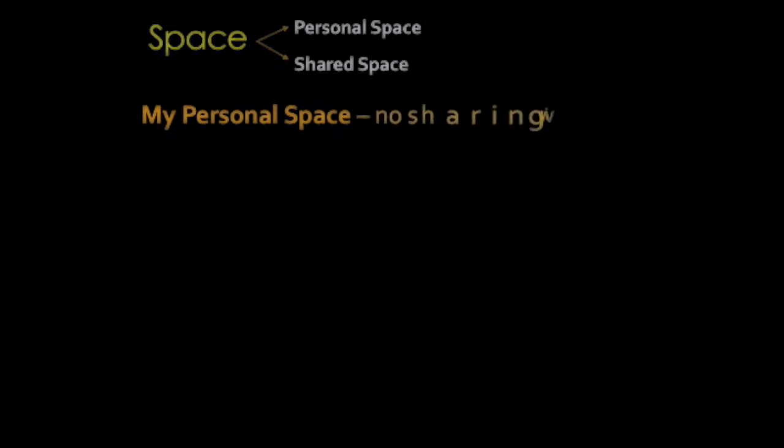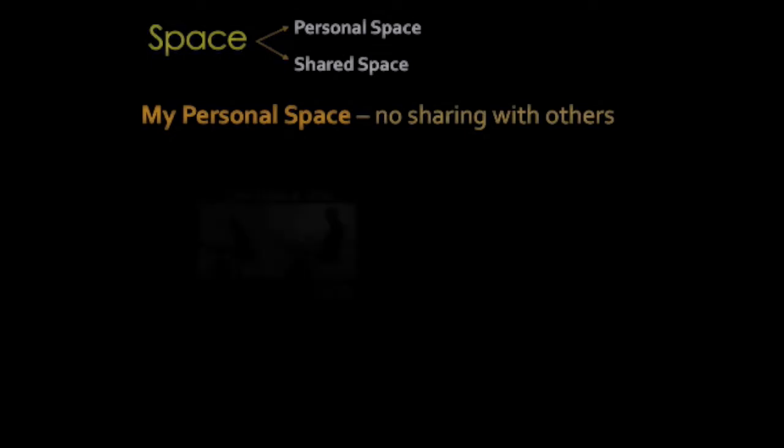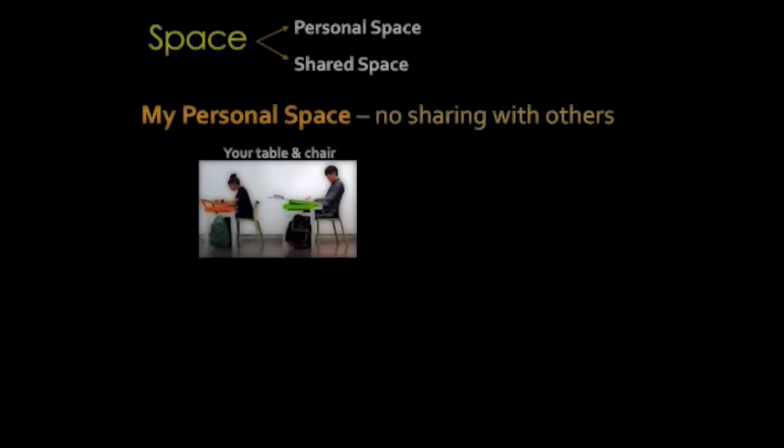My personal space is mine. I do not share it with others. For example, my table and my chair in the classroom. I do not share these with my friends. Also, I do not sit on my friend's chair or touch their tables. I have my own table and my own chair.